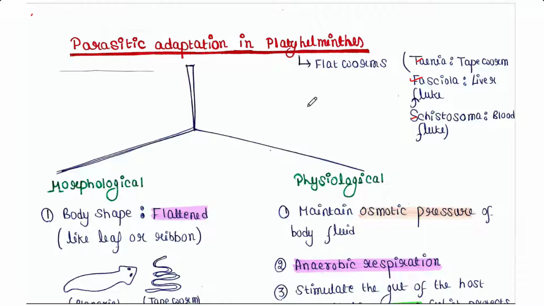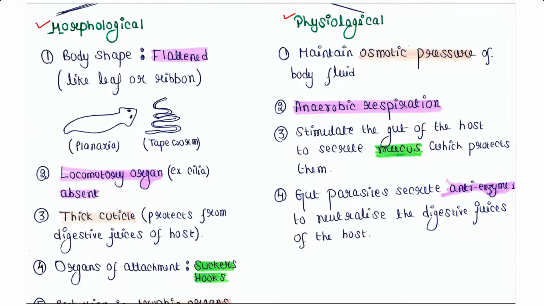So we will see two types of adaptation mainly they undergo. First is morphological adaptation, second is physiological adaptation. That means morphological adaptation means that outside the body they have some adaptations, and then physiological adaptation means adaptation occurs inside the body.